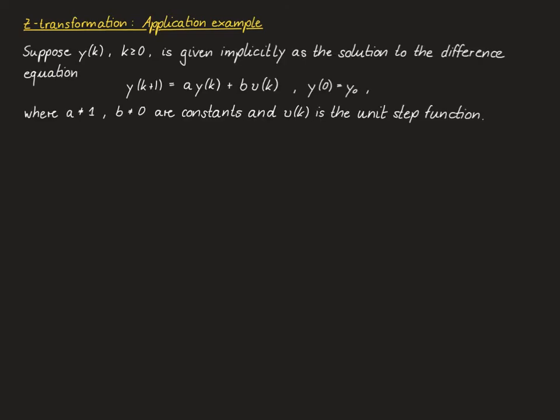For this example, suppose that y of k for k greater than or equal to 0 is a sequence that's given implicitly as the solution to the following difference equation, namely y of k plus 1 is a times y of k plus b times upsilon of k for some initial condition y of 0 is equal to y0. In this equation, a and b are two constants, where a is not equal to 1 and b is not equal to 0, and this upsilon of k here is the unit step function.